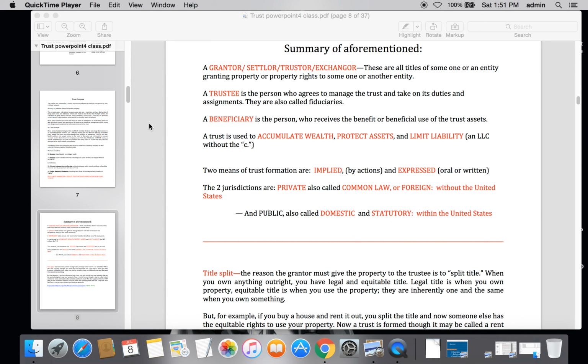Two means of trust formation are implied, that is by action, and express, oral or written. The two jurisdictions are private, also called common law or foreign, without the United States, and public, also called domestic and statutory, within the United States.